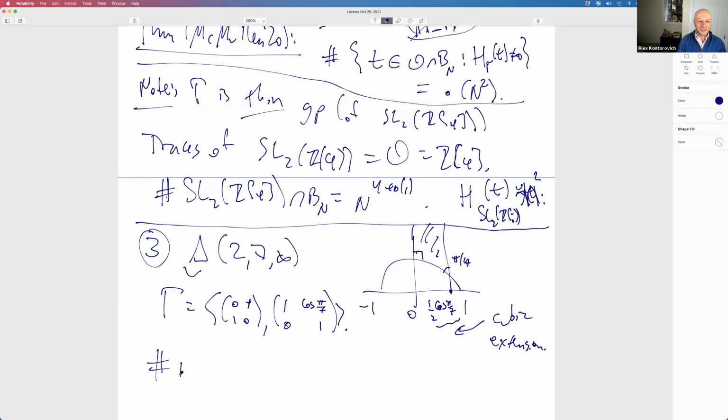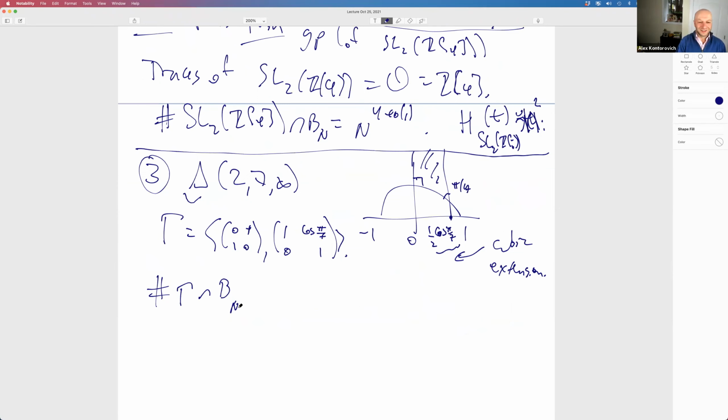The number of elements of gamma in a ball is, it's a lattice, so it's still n squared. There's still n squared points in this group in a ball in R4, but the number of values of, so O is now the cubic ring. O is the cubic extension. Let's call it O. The number of points in this cubic ring is n cubed.